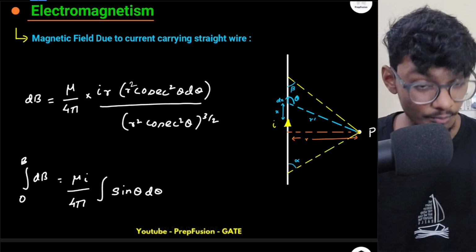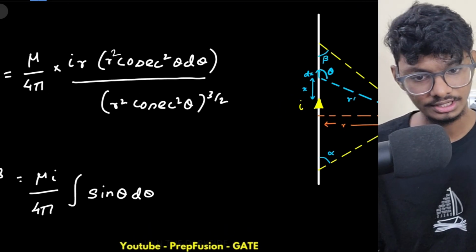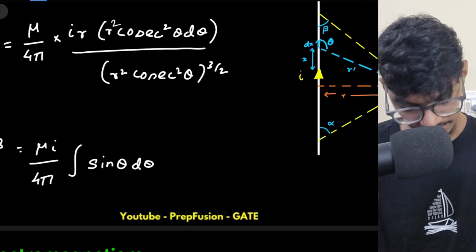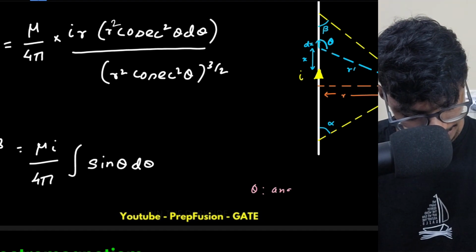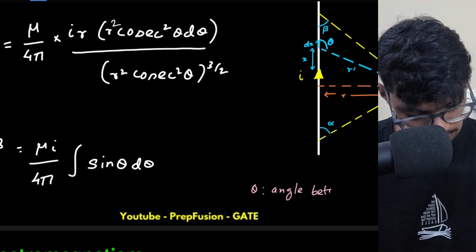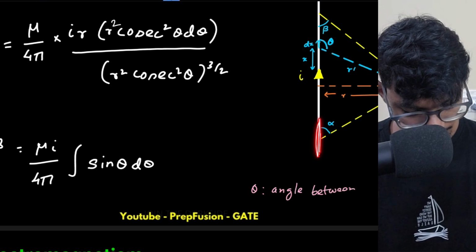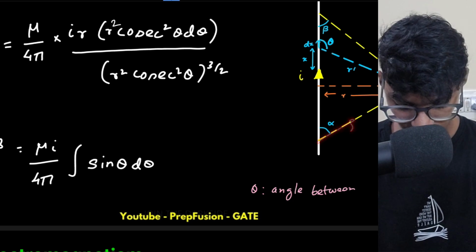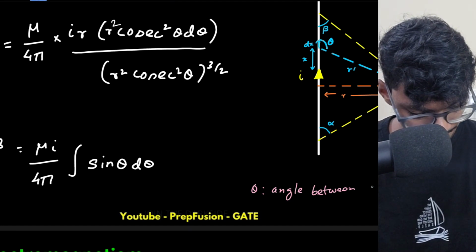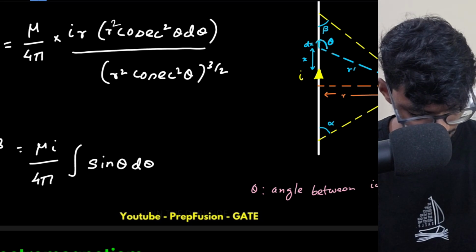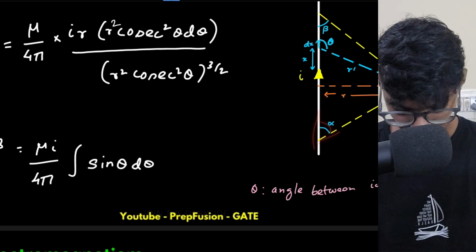But what are the limits of theta? So what is theta basically? What is the definition of theta? Theta is the angle between this current element I dl and this r vector, going towards the point. So the angle between I dl and r vector. Here the angle is alpha, so I will start from alpha.